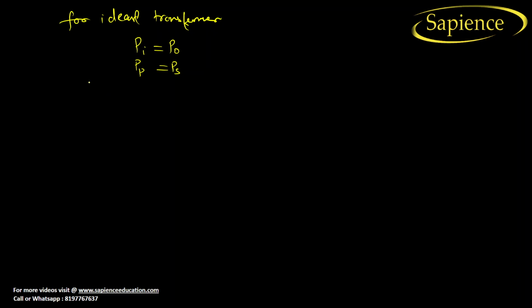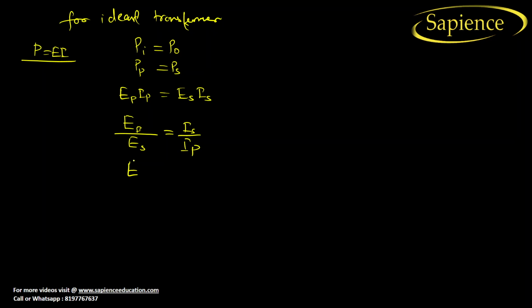So from here we can write that we know power is equal to voltage into current. So power in the primary coil, E_P into I_P, is equal to voltage in the secondary coil into current in the secondary coil, E_S into I_S. So from here we can also write E_P by E_S is equal to I_S by I_P.